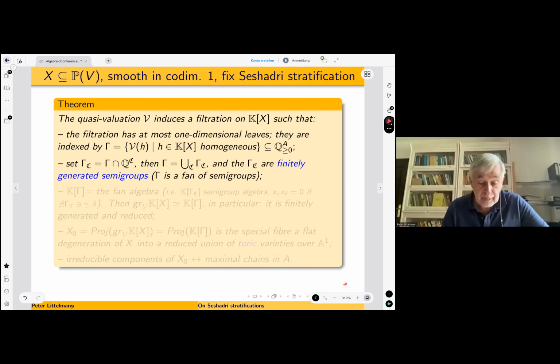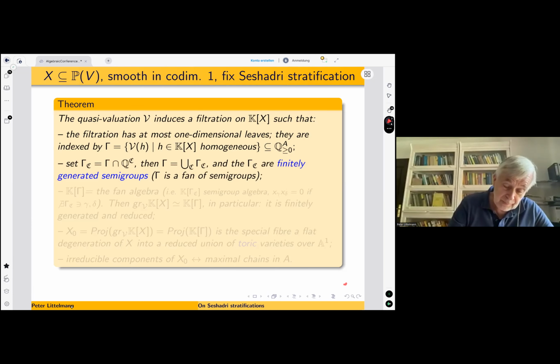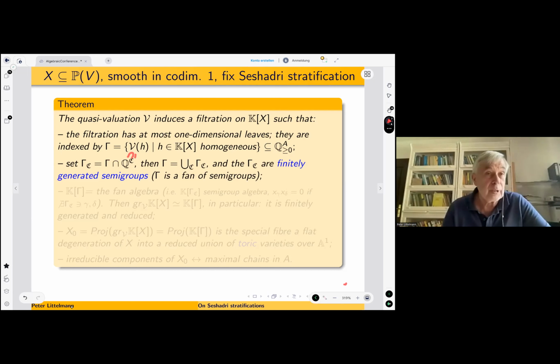So next, remember that by definition, every V of H, so the valuations, are always contained in some of these Q^C, these subspaces of Q^A. So when I take the intersection, it is clear that my Γ is just the union of these Γ_C. And of course, since I have a finite set, this is a finite union. So the point is that these Γ_C, first of all, are semigroups, or more precisely monoids. This is what we can show. And the very important point, in some sense a consequence of the non-negativity, is that they are finitely generated semigroups.